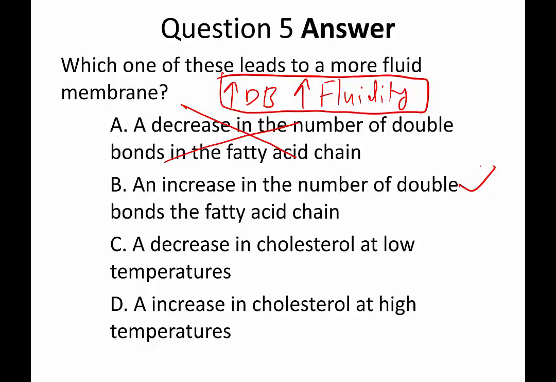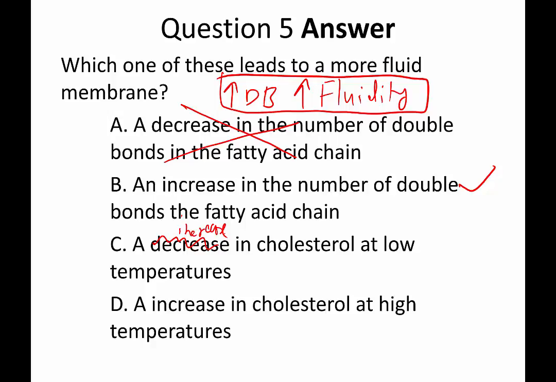So C, a decrease in cholesterol at low temperatures will increase membrane fluidity. So remember, cholesterol is all about maintaining membrane fluidity. So you actually want an increase in cholesterol at low temperatures. So if you increase that amount of cholesterol, it's going to make the membrane more fluid at low temperatures.